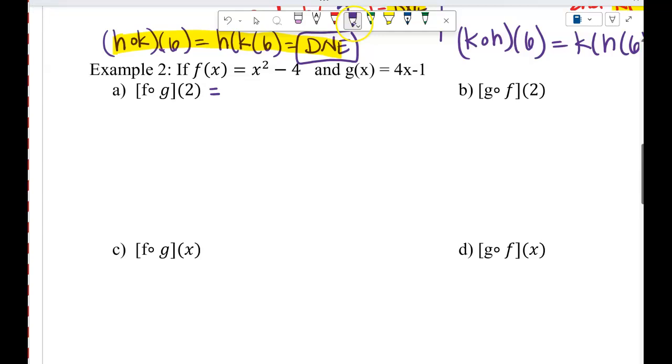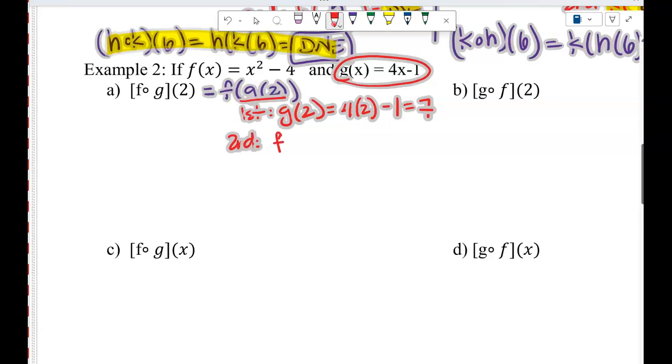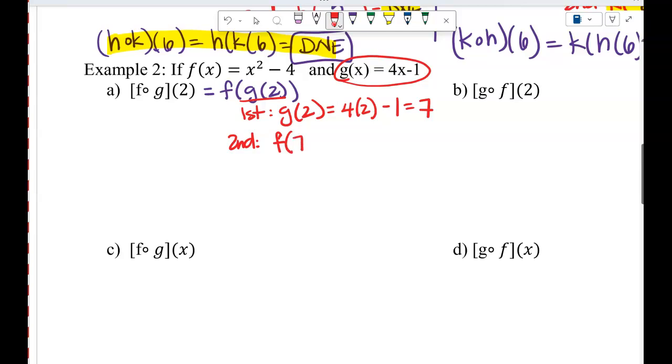So by definition, f of g of 2, we can write it using parentheses, f of g of 2. First step, let's do g of 2. That means we want to look at the g function, find y when x is 2 in the g function. So 4 times 2 minus 1. 4 times 2 is 8, minus 1 is 7. Second step, guys, we're going to do the outer component, which is the f. So now this is f of 7.